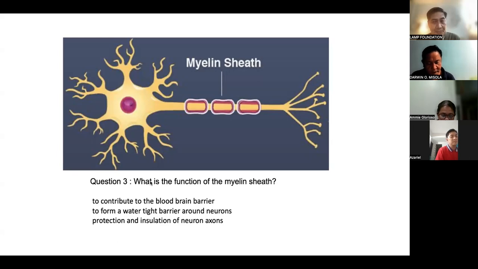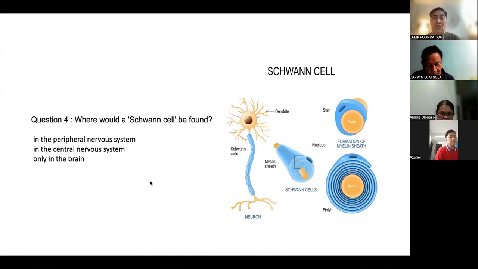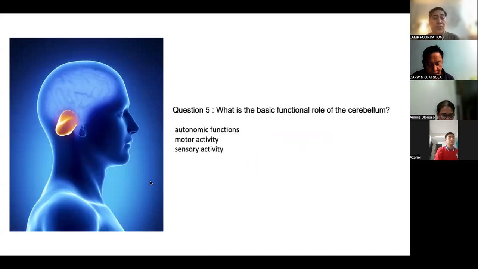Protections and insulations of neuron axons. So now you would understand what happens when you have multiple sclerosis, okay? Where would a Schwann cell be found? Okay, doc. Peripheral nervous system. What is the basic functional role of the cerebellum?